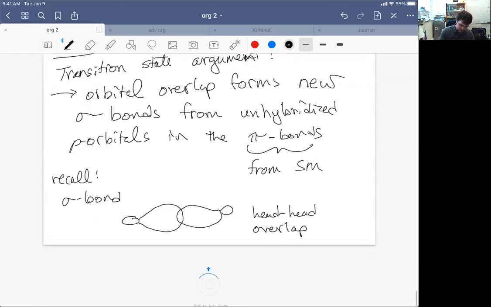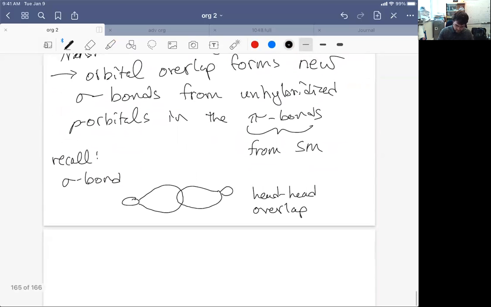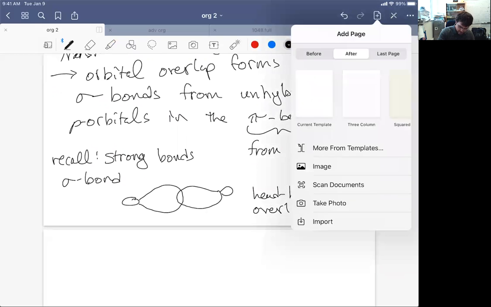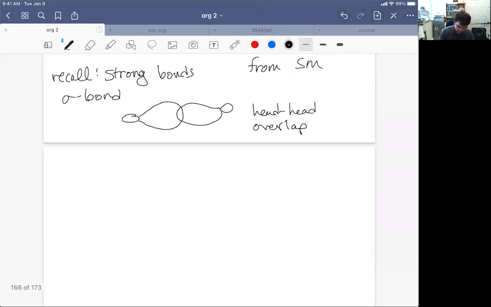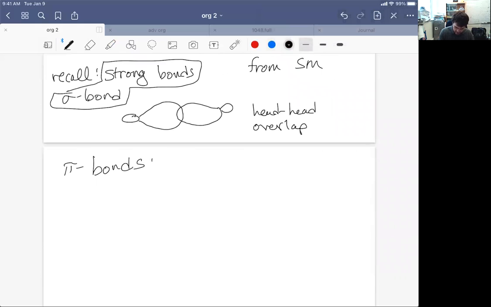Sorry, I have to make a new page here. These are strong bonds. I'm about to draw two unhybridized p orbitals that are overlapping in a side-to-side fashion to give rise to a pi bond. So pi bonds, and it's the sigma bonds that are strong. Pi bonds, these are weaker.